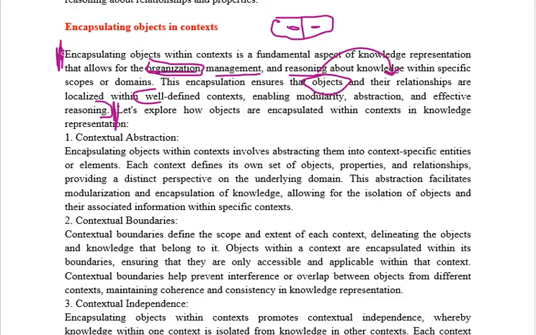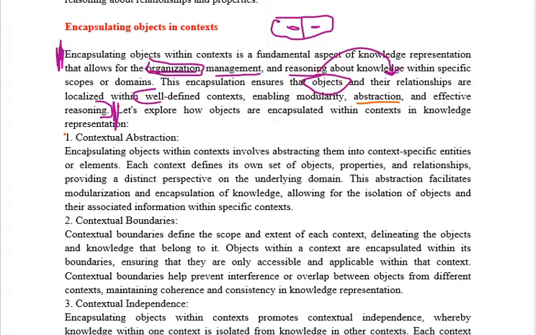Okay. Now I think you understood in brief what the encapsulation is, and how we will be using this encapsulation in the context. Now let's understand some steps. The first one is contextual abstraction. Before, I said that encapsulation is hiding the unnecessary information. They will focus only on the important information. Unnecessary things they will not bother about.